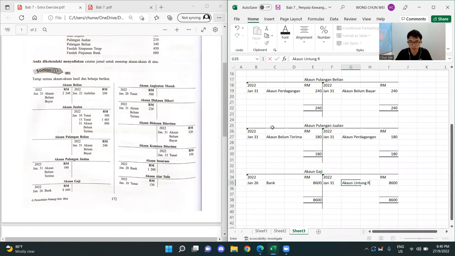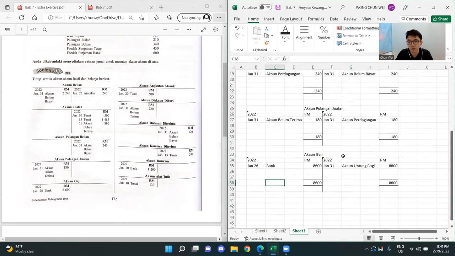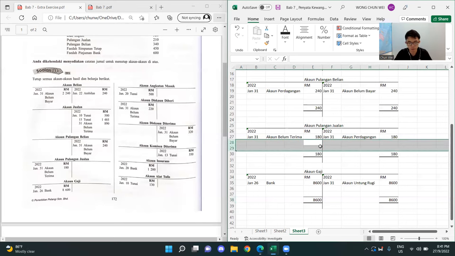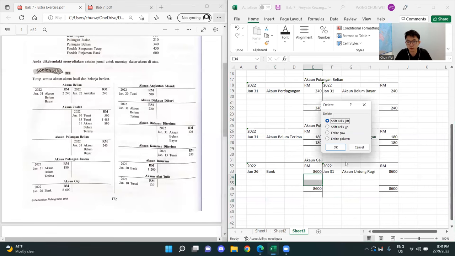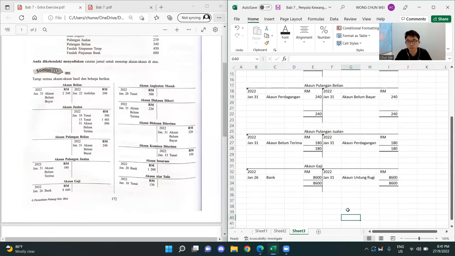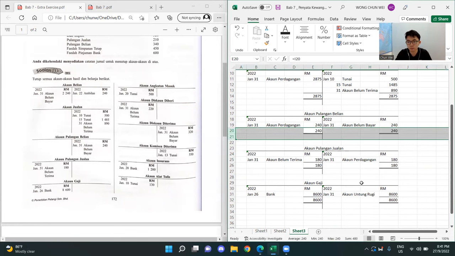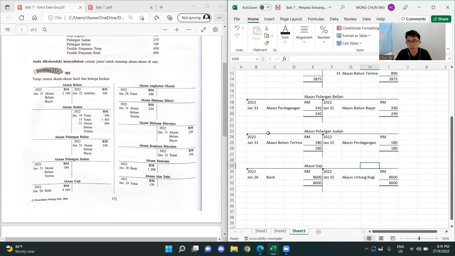So, right, I told you for account perdagangan, four main things. Jualan, either jualan, pulangan jualan, belian, pulangan belian, then inventory. Inventory awal, inventory akhir, lastly the other costs: angkutan masuk, upah atas belian, duti import, insurance atas belian. These four things. Alright, other than these four things, this gaji will be in account untung rugi. So actually, right. So next.